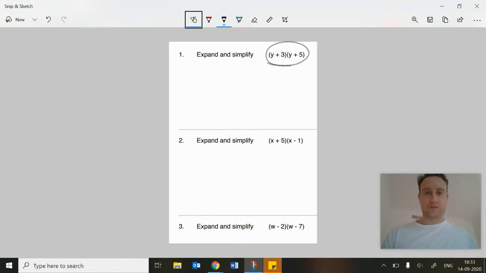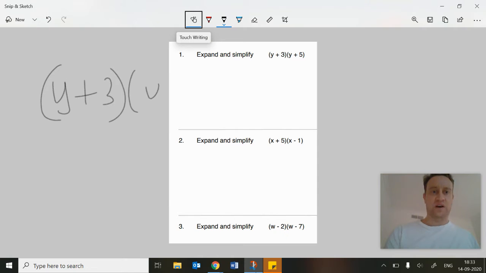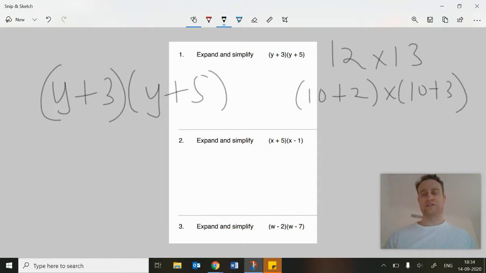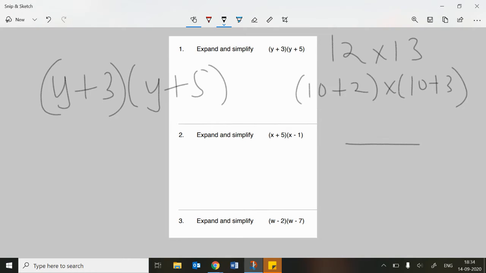Let's deal with the first one. So we've got y plus 3 times by y plus 5. This is a bit like me saying, let's do 12 times 13. That would be a bit like saying 12 is 10 plus 2, times by 13 is 10 plus 3. Some people might know about this grid method for multiplication, where you do 10 and 2 and 10 and 3 and times them out.